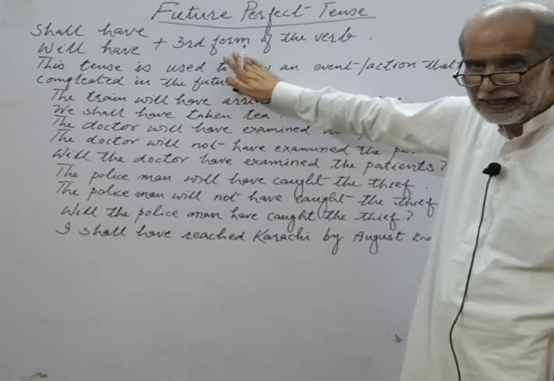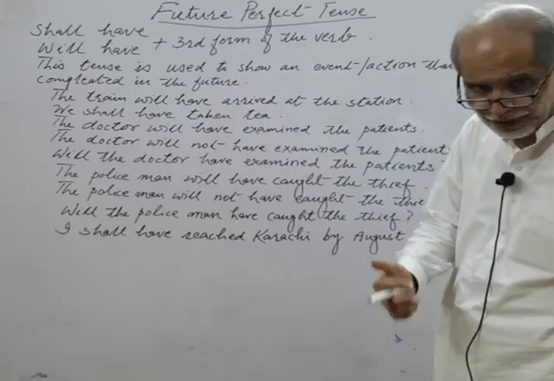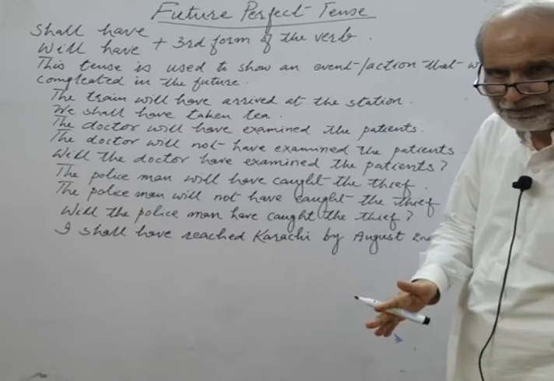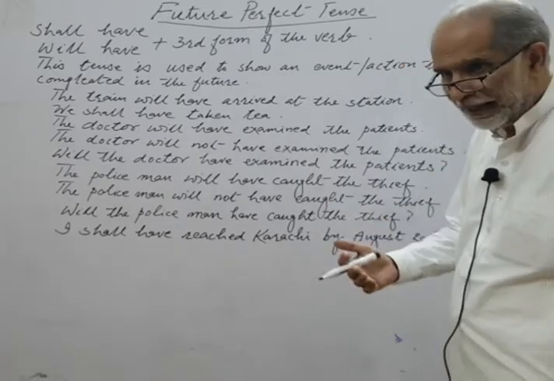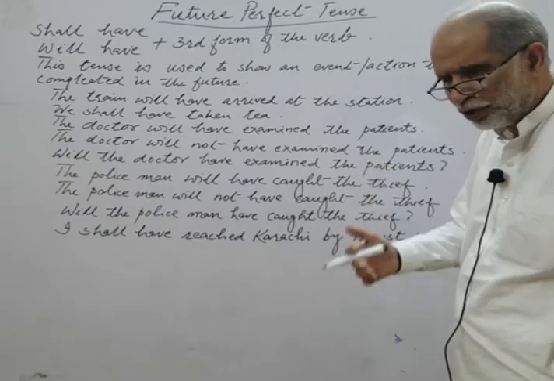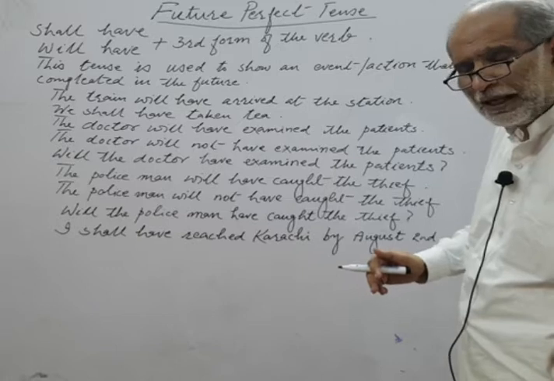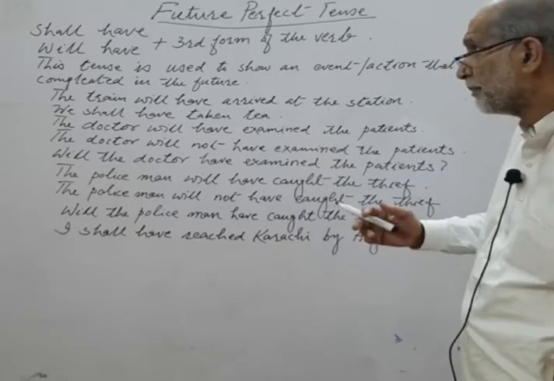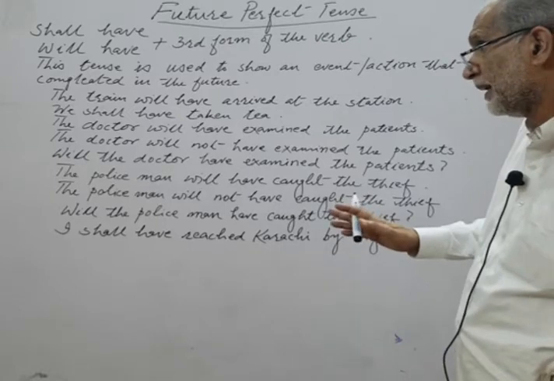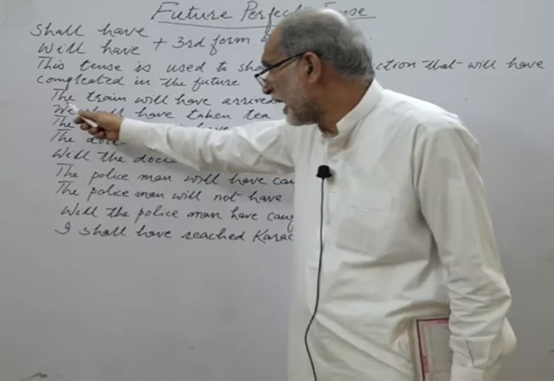Now, again and again, you will realize that forms of verbs are important. And I keep on telling you, please learn them, learn them. We have done on this board a lot of forms of verbs, and they must be remembered. For example, I've written an example here.